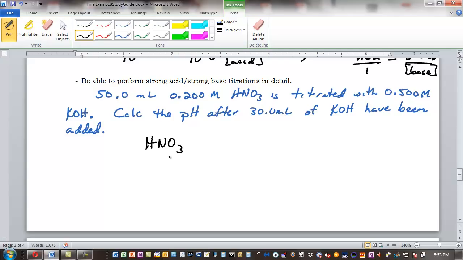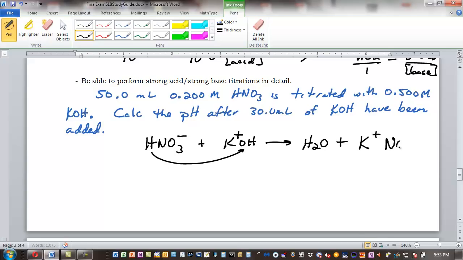There's our strong acid, HNO3, our strong base, potassium hydroxide. H plus from the acid is going to be gained by hydroxide from the base to produce water. And then we also get potassium ion and nitrate ion, which is the salt that is produced. Now, when we add the strong base to the acid, the volume of the solution changes. So we should work with what? Moles. We should work with moles.